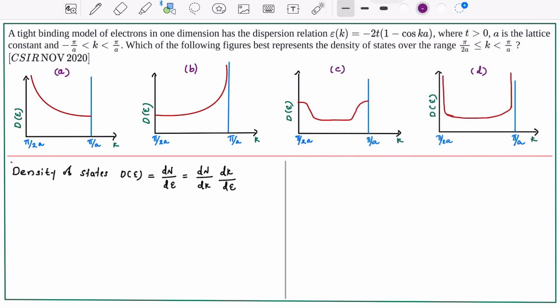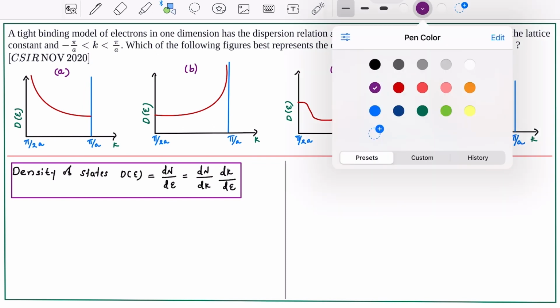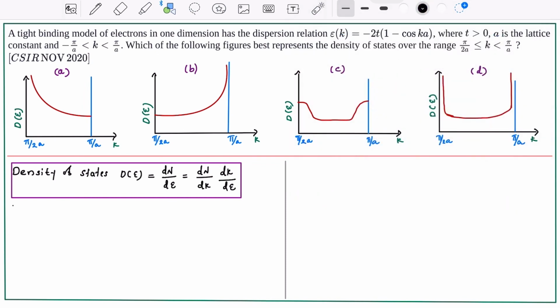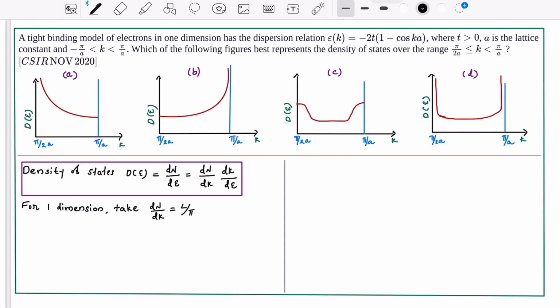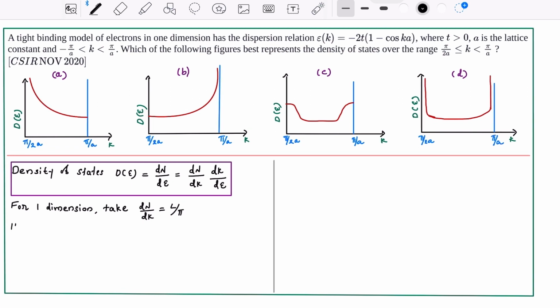First, let us write the equation of density of states, which is equal to dn by dE, which is equal to dn by dk times dk by dE. Now, we have studied that for the one-dimensional case, dn by dk is equal to L by pi. Now we have to evaluate dk by dE.